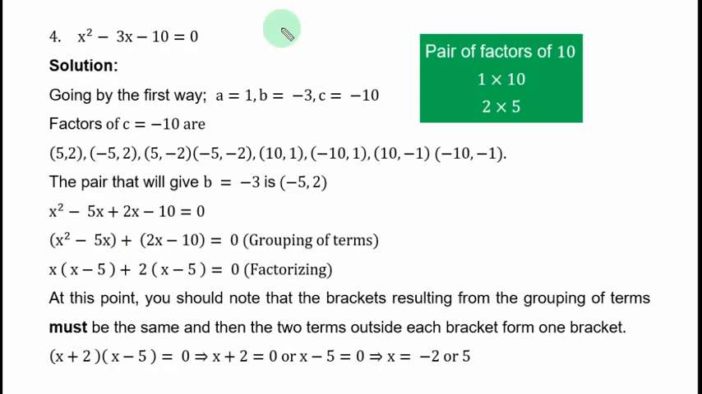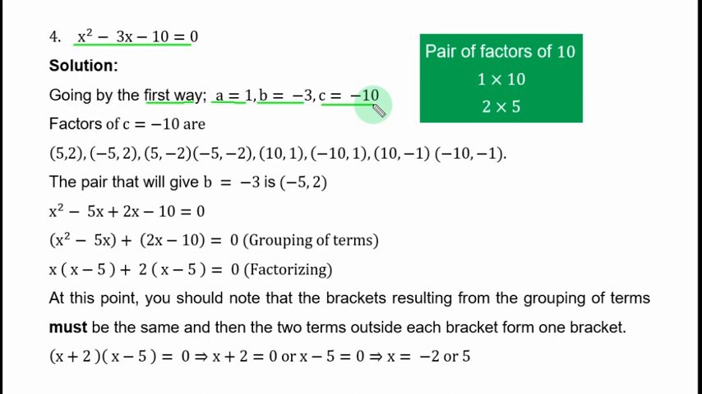Example 4. Factorize x squared minus 3x minus 10 equal to 0. We have to go by the first approach or first way because a is equal to 1, that is the coefficient of x squared. b is equal to minus 3, the coefficient of x, and c, the constant term, is equal to minus 10.